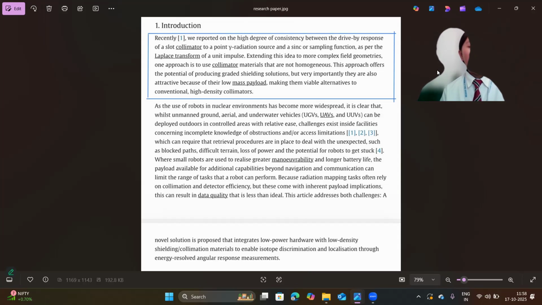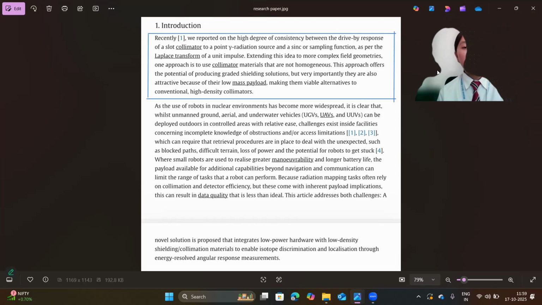So here, what I would like to explain is that the main problem is that radiation detectors and the necessary shields called collimators that focus the radiation are traditionally made of very dense or heavy materials like solid metals. So this weight is a huge issue for robots, drones and underwater vehicles that need to carry them, limiting their flight time, battery life and the amount of data they can accurately collect.